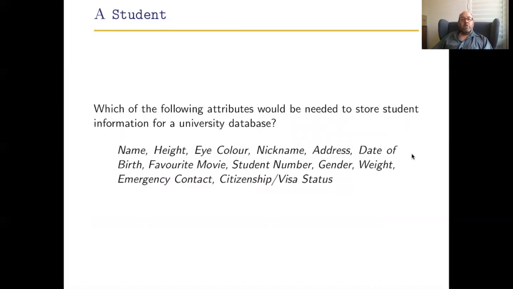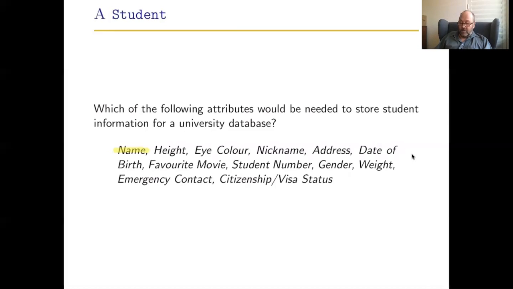Okay, suppose you were building a student database for a university. Then these are all things that are attributes of a student. I mean, every student has a name, and so probably you would want to save the name, so that would be an attribute that we would use.